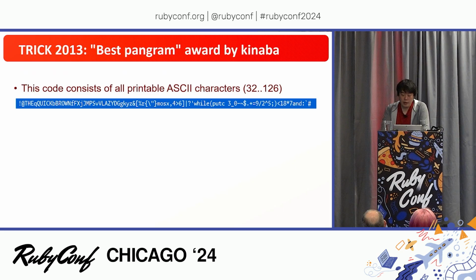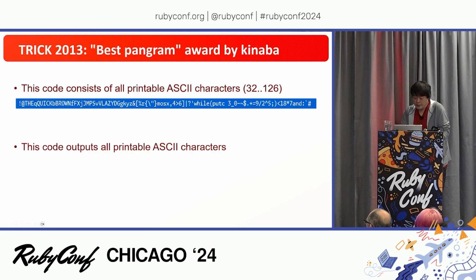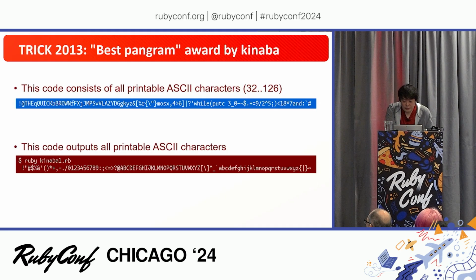This is the Best Pangram Award of TRICK 2013. This is the first TRICK. This is a Ruby pangram. A pangram is a sentence that uses all the letters of the alphabet. This program is coded using all printable ASCII characters one at a time. So this is a Ruby pangram, and when executed, it outputs all printable ASCII characters. So, do you understand? Okay.